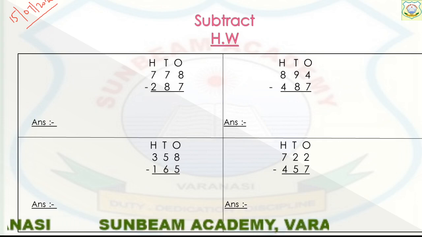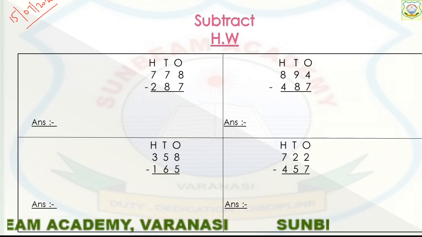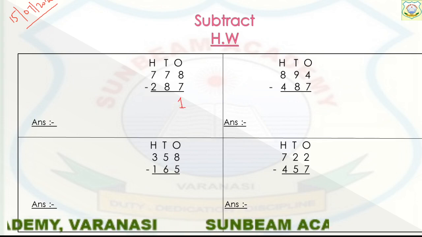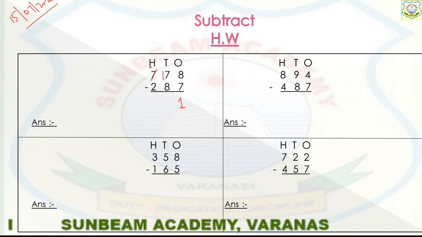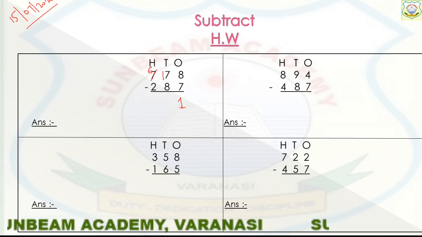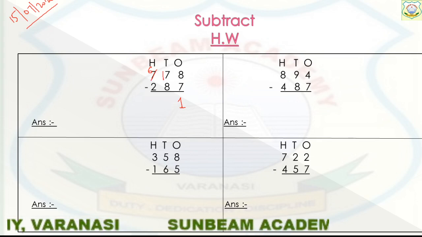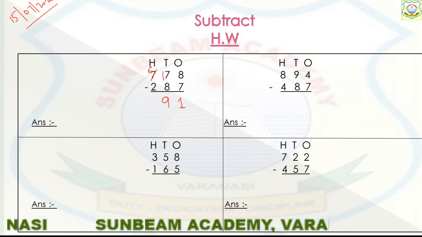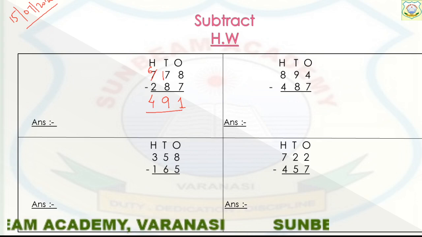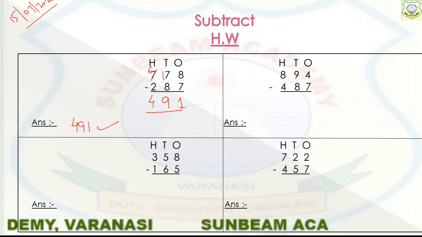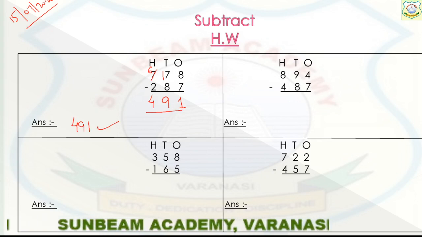Now let's subtract. Tell me, 8 minus 7 is 1. Then it's not possible to subtract, so we have to take borrow, so it will be 6. Now tell me, 17 minus 8 is, yes, 9. Then 6 minus 2 is 4. So we got the answer 491. Please check your answer. Do check it right now.